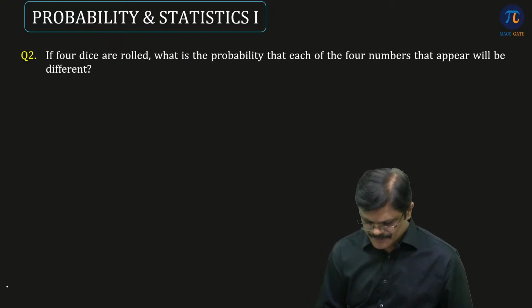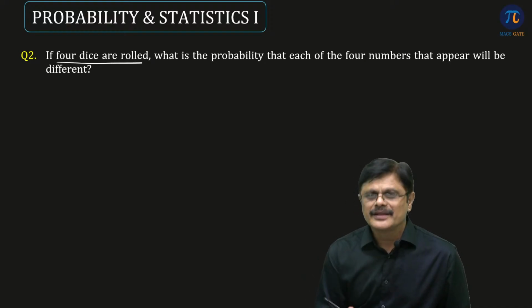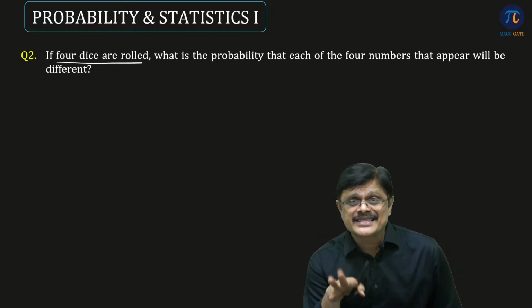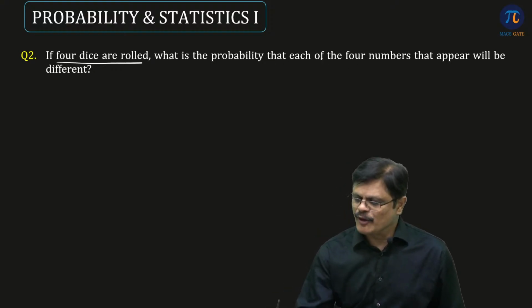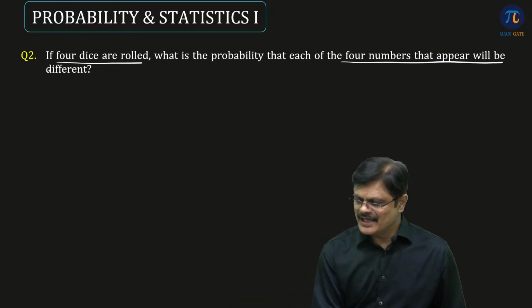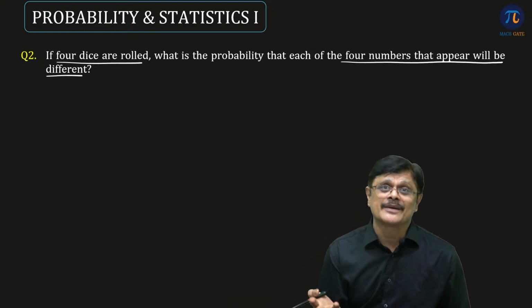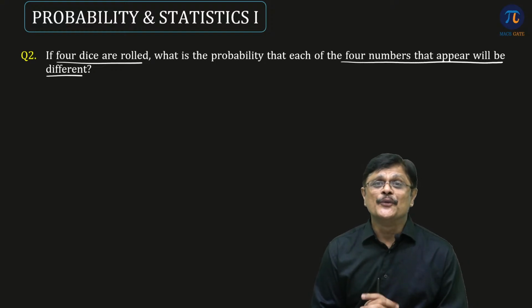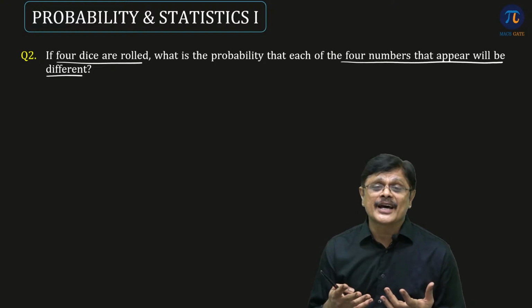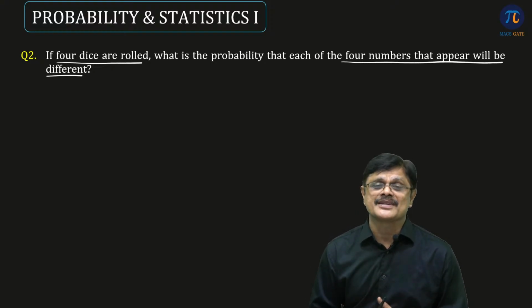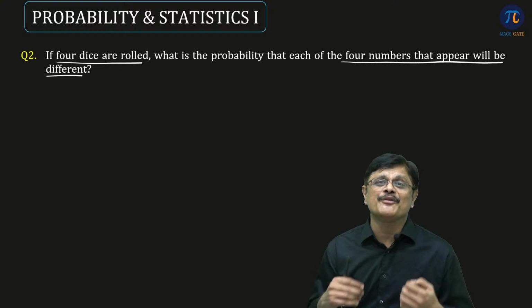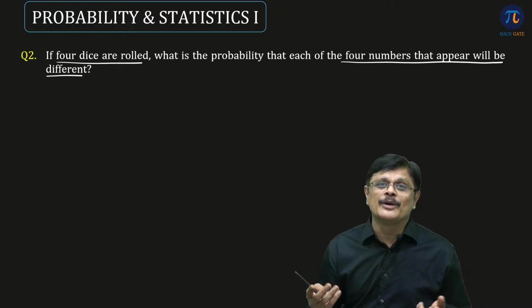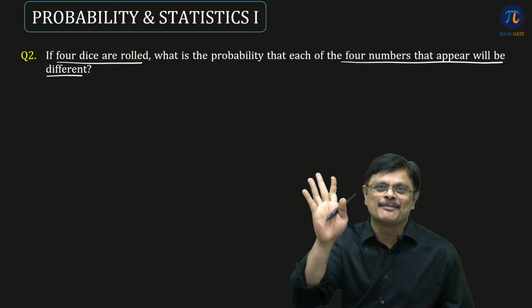Now next one. If 4 dice are rolled, that's what I told you now. If you are having less than or equal to 6 dice rolled, then this question can be asked, sir. What is the probability that each of the 4 numbers that appear will be different? We are getting different outcomes. That is, when 4 dice are rolled, what is the probability that we get different outcomes? When 5 dice are rolled, what is the probability that we get different outcomes? When 6 dice are rolled, what is the probability that we get different outcomes? If 7 dice are rolled, what is the probability that we get different outcomes? That is 0. That is an impossible event.